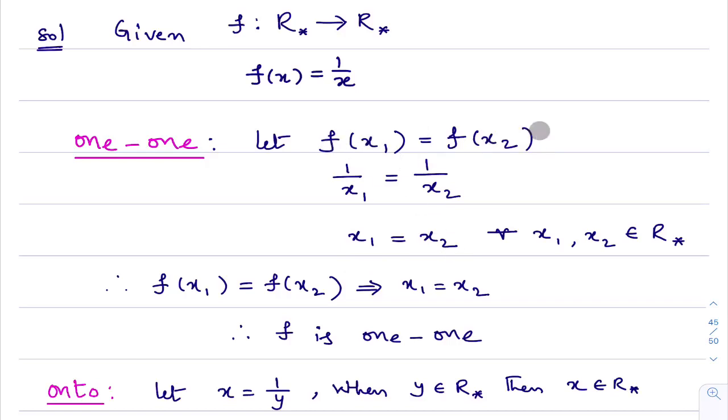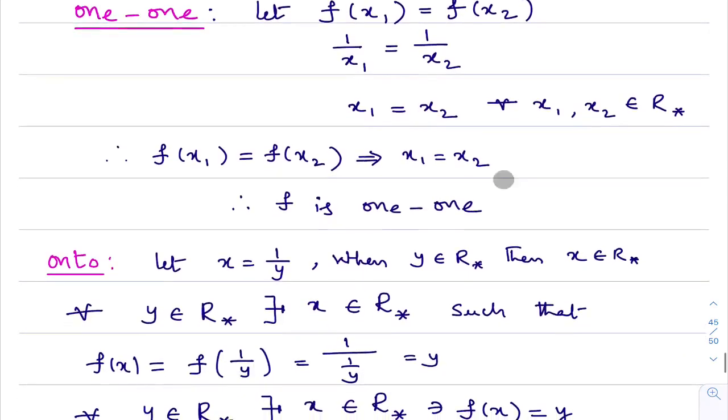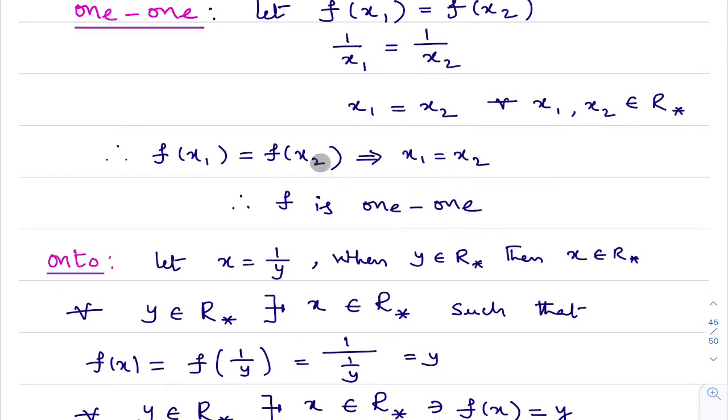I take f of x1 equal to f of x2. F of x is defined as 1 by x. Now f of x1 is 1 by x1, and f of x2 is 1 by x2, right? So cross multiply here, what will you get? You will get x1 equal to x2. I considered f of x1 equal to f of x2 and I got x1 equal to x2. From this I can say that the function is a 1-1 function.